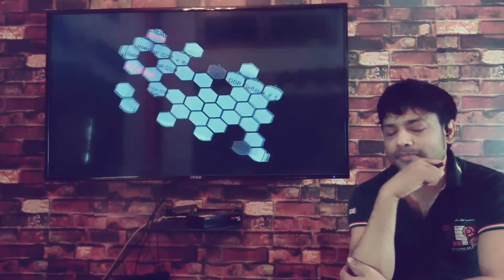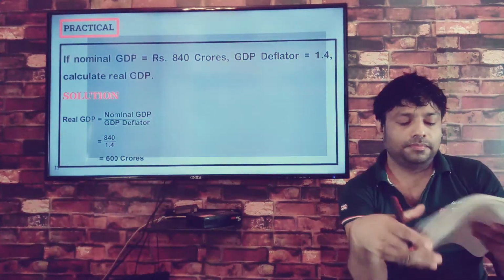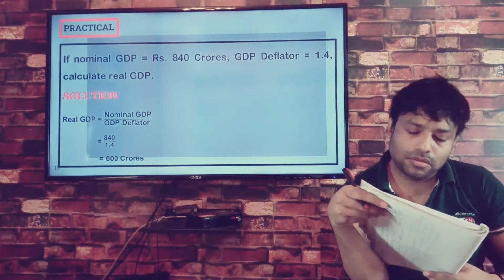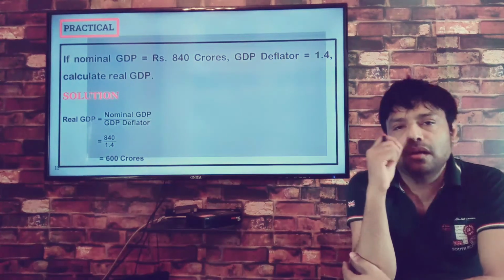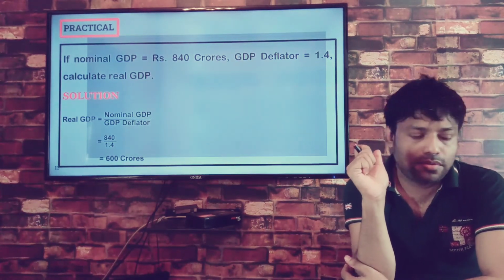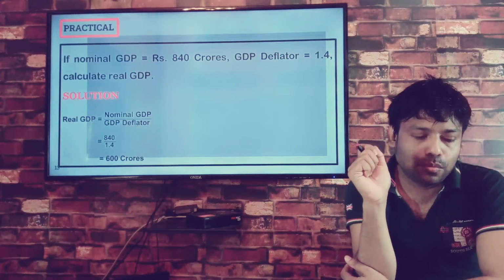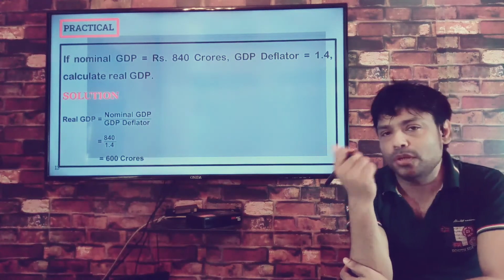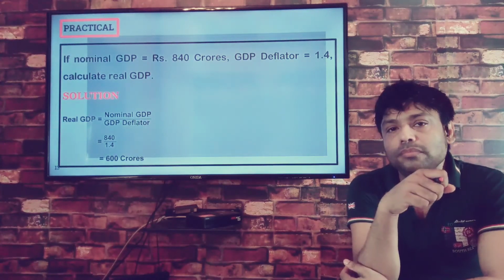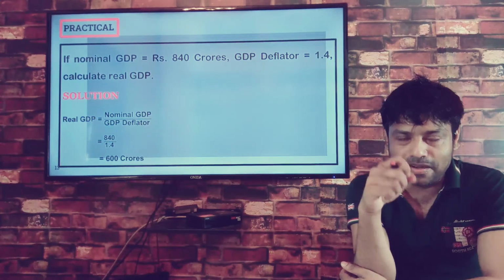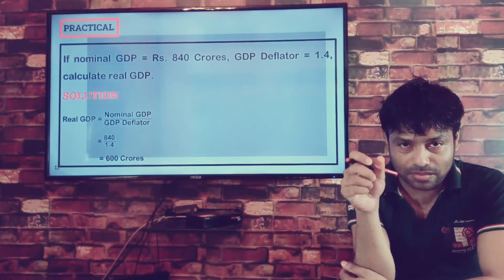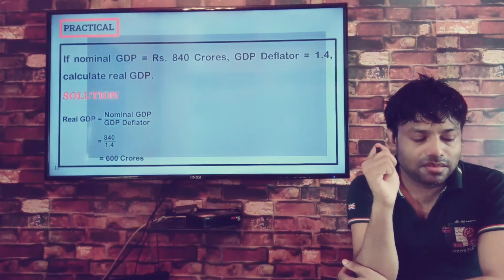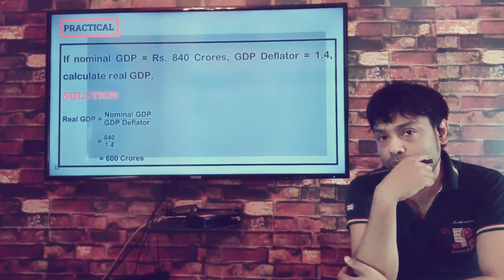Let us do a practical. Here the question is, if nominal GDP is rupees 840 crores, GDP deflator is 1.4, then calculate the real GDP. As we know, real GDP is equal to nominal GDP divided by GDP deflator. So putting the values in the formula, we get the answer: rupees 600 crores.